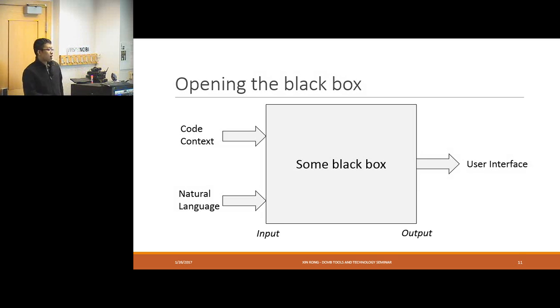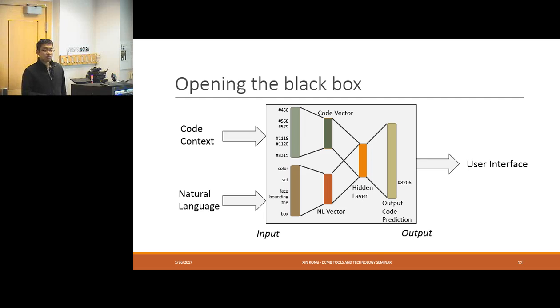So now comes the most exciting part, which is to open up this black box and see what's inside. And inside this black box, we use a so-called bimodal embedding model. Bimodal means it supports 2 modalities. One is source code and one is natural language. And again, the task for this model is, given the 2 concepts, to predict whatever output can be used to render in the user interface.